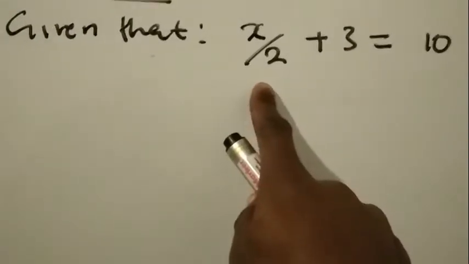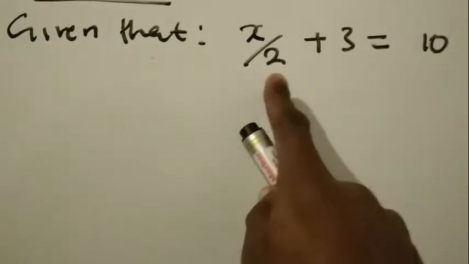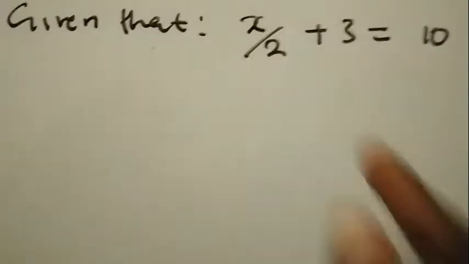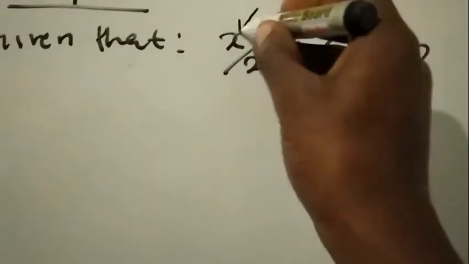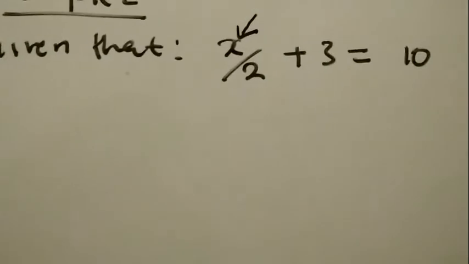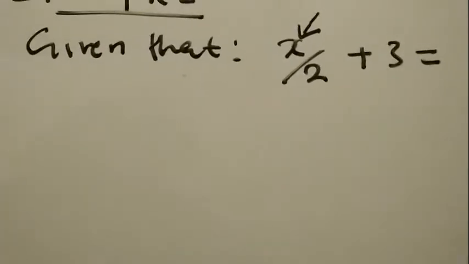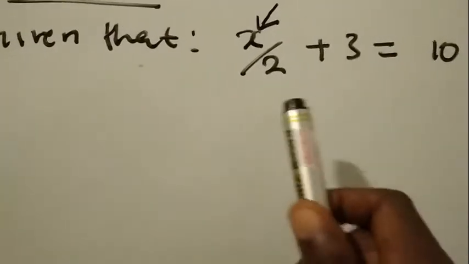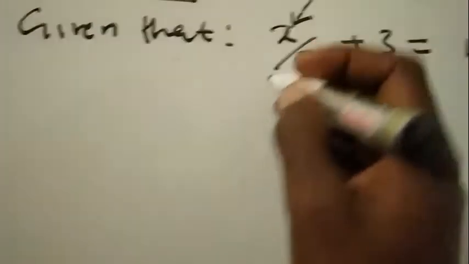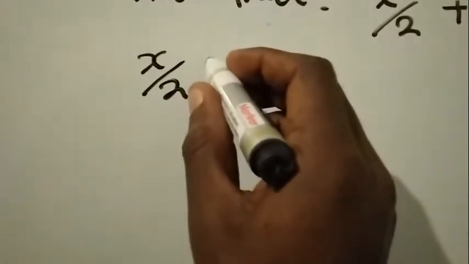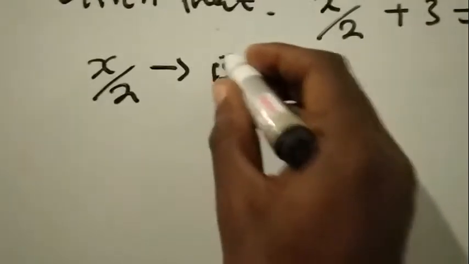Now, let me find the value of x. For me to find the value of x, you have to understand again that this is an equation in one variable. And I'm looking for this value, x. Okay? Now, when you look at this equation, x over 2 is a fraction.